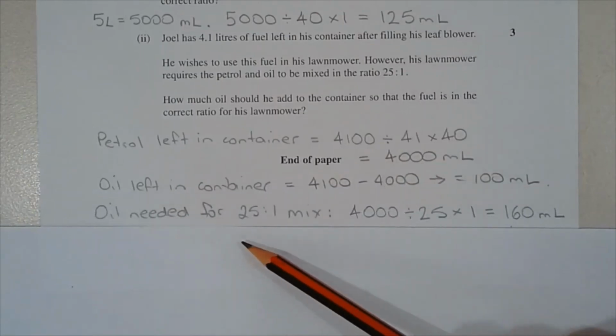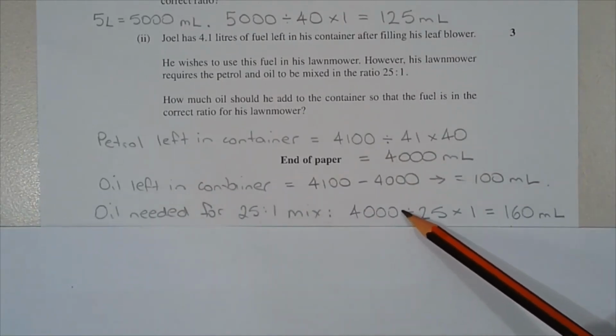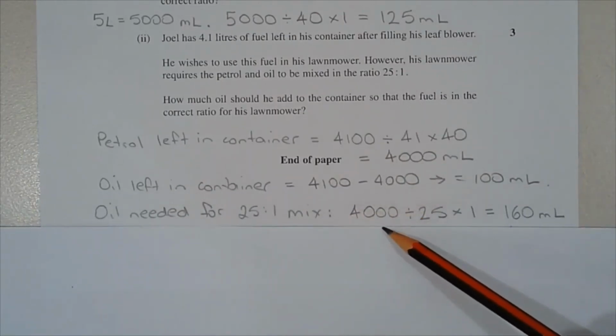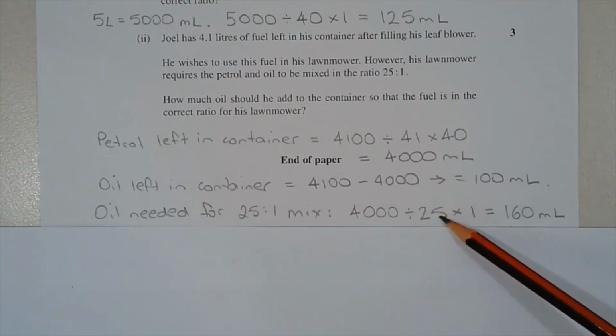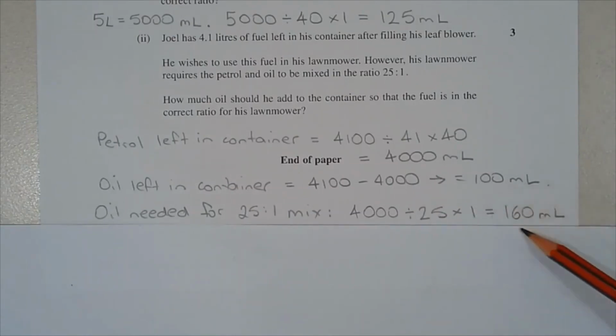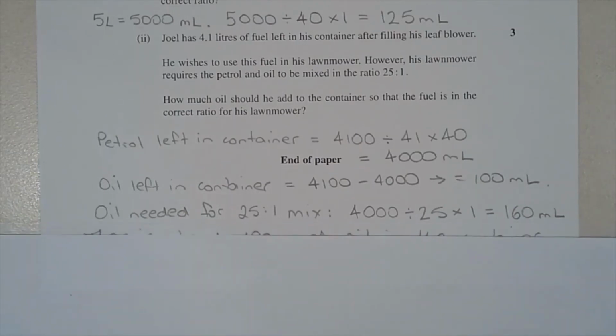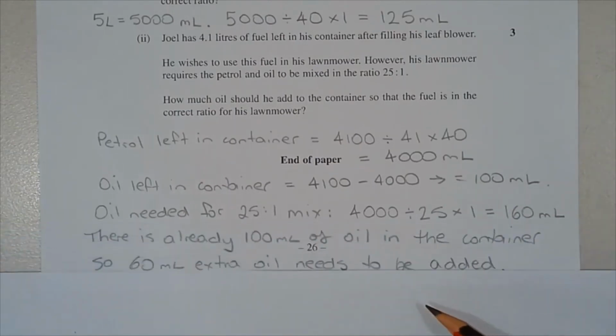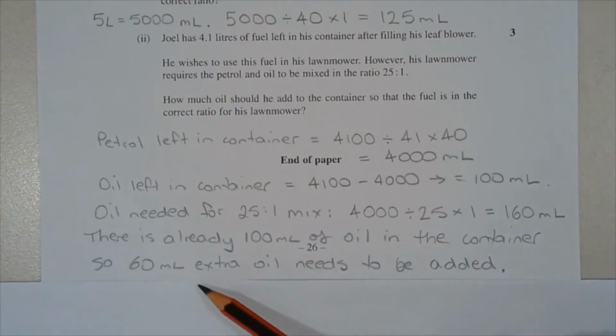So oil needed for a 25:1 mix, we take the amount of petrol that we have in the container, divided by 25 multiplied by 1, so that comes from the ratio 25:1, and that equals 160 millilitres of oil. But we have 100 millilitres of oil already in the container, so only 60 millilitres extra oil needs to be added to then create a 25:1 petrol oil mix.